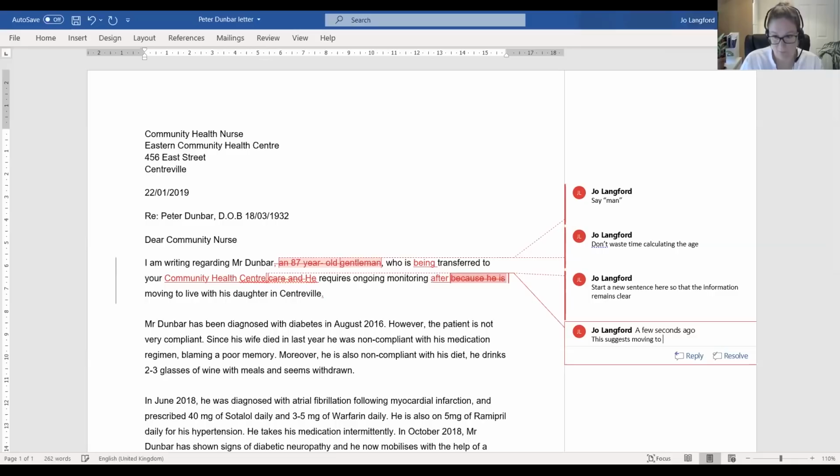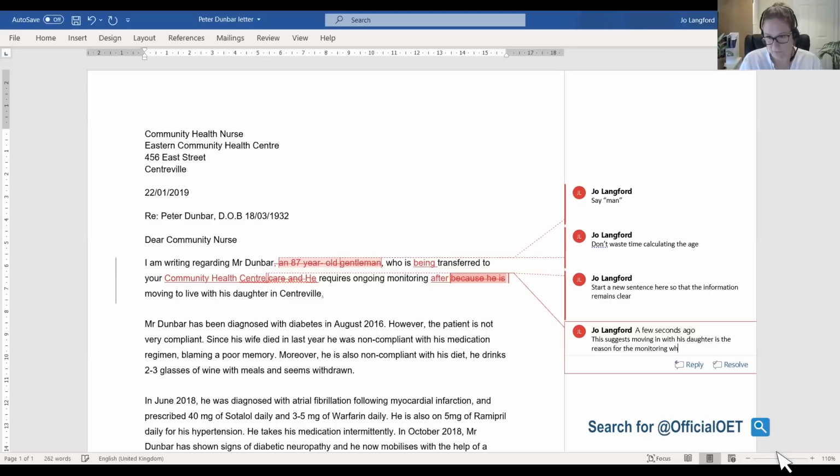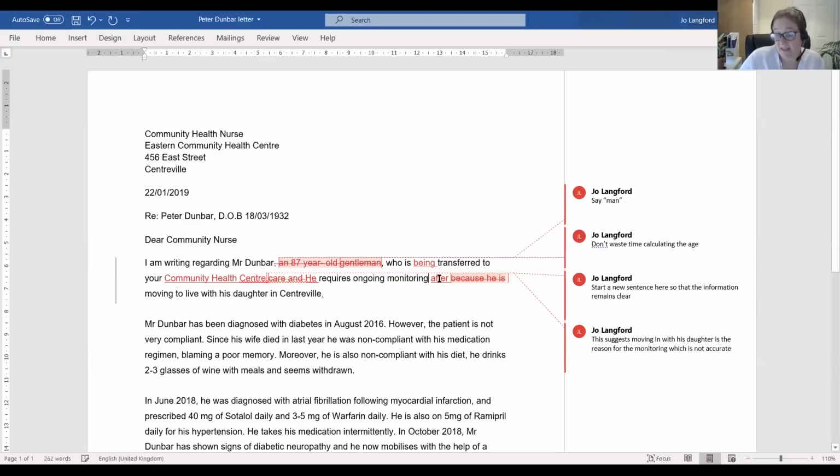You know, what we've said here suggests moving in with his daughter is the reason for the monitoring, which is not accurate. He needs monitoring for his medication and diet compliance. So you might like to add that here. He requires ongoing monitoring of his diet and medication plan. But if you expand on that later, I think ongoing monitoring is specific enough for the beginning.